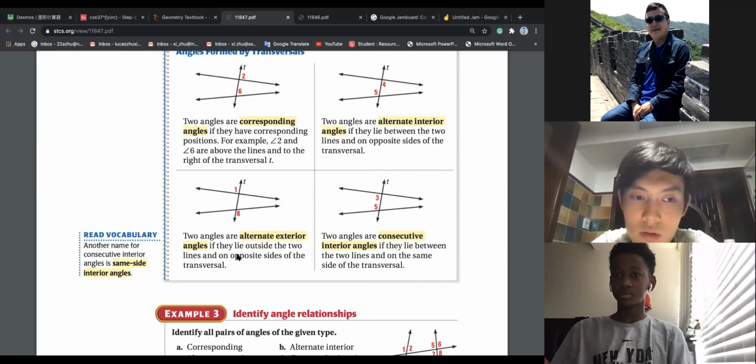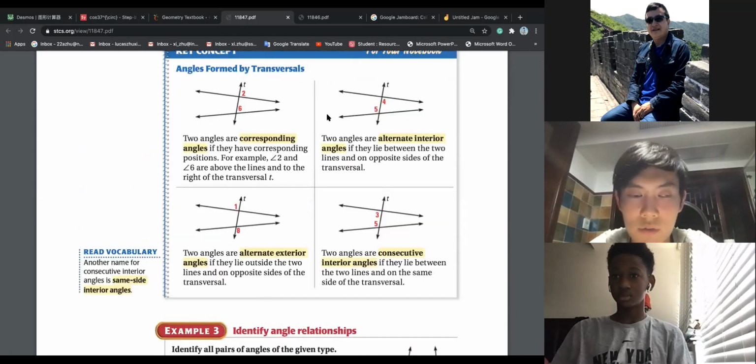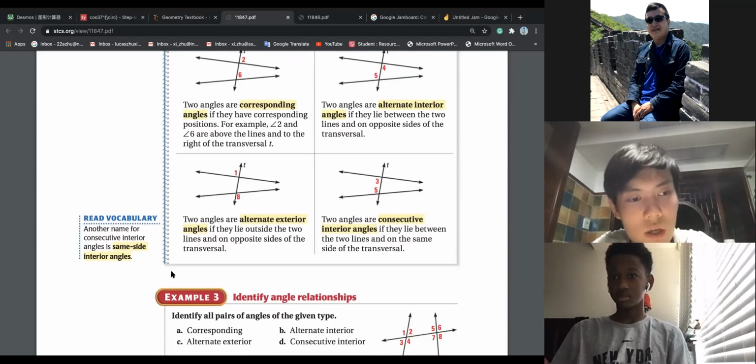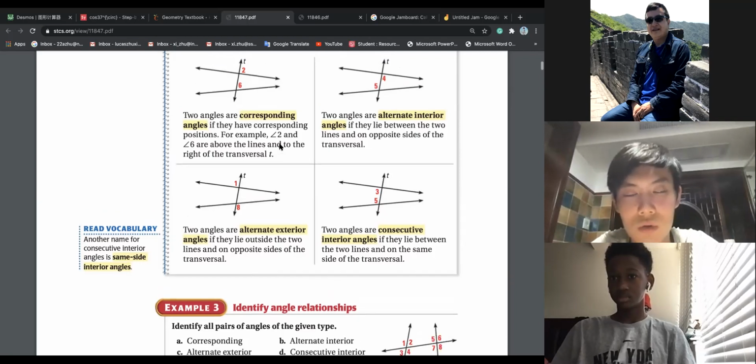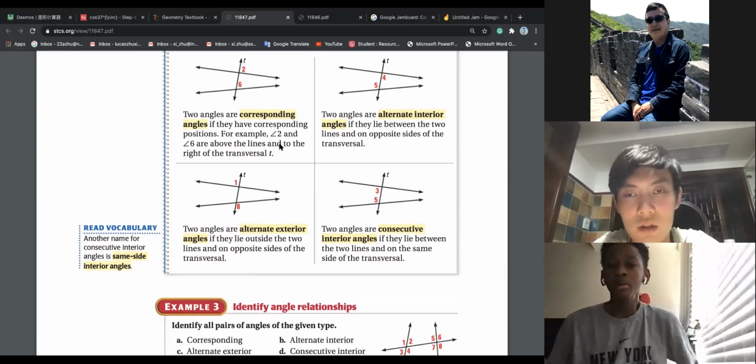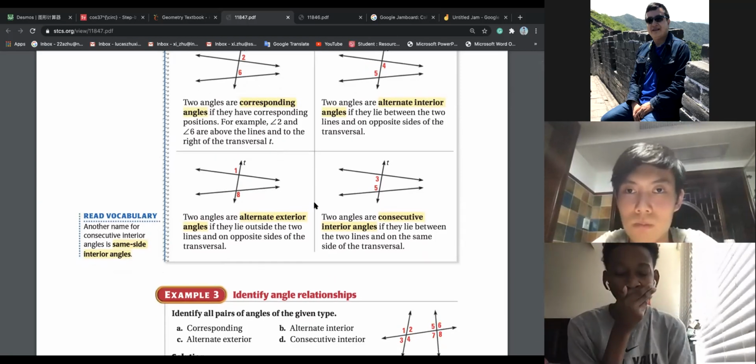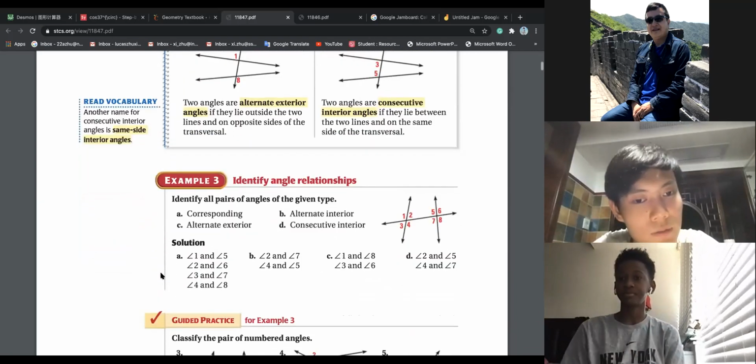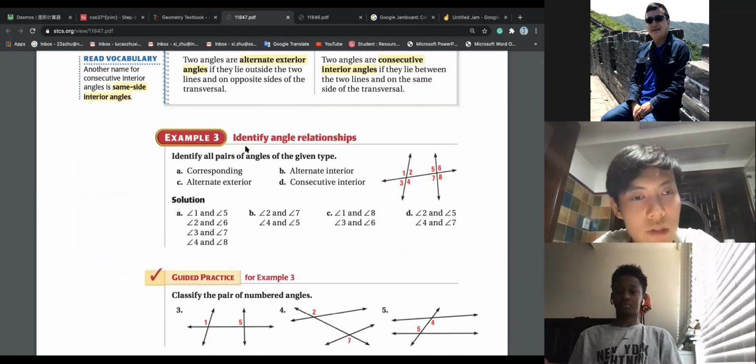Just remember these definitions, because later you're going to use them a lot to prove problems. They're not only going to ask you for the measurement of an angle, they're also going to ask you to show how that is right. So identify one pair for each. Let's do question A first.